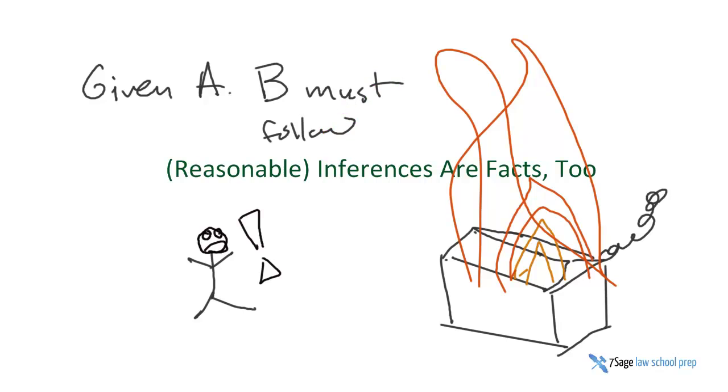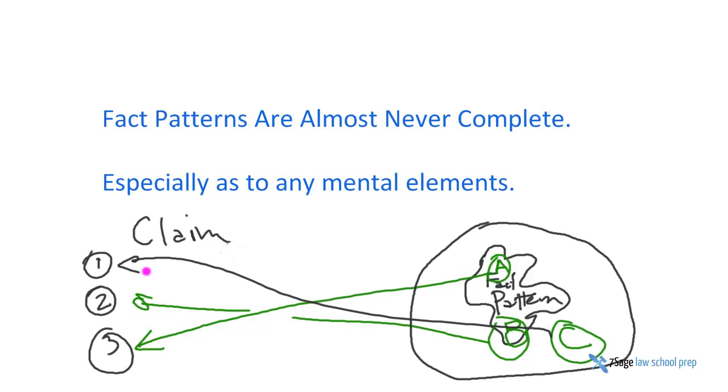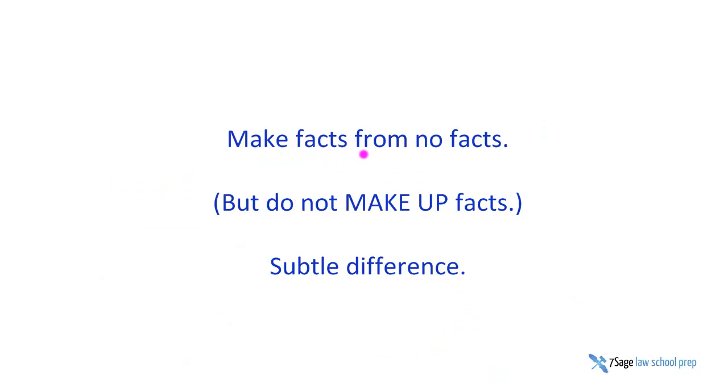So what does this do? This opens up your factual world. Whereas before you had only what was in this boundary, you now have something that looks like this that encompasses the other facts and allows you to complete this claim or defense. So what you're doing is you're making facts from no facts, as my judge that I clerk for used to say. That's different from completely making up facts, which you do not want to do and which will royally piss off your professor. There's a subtle difference there.